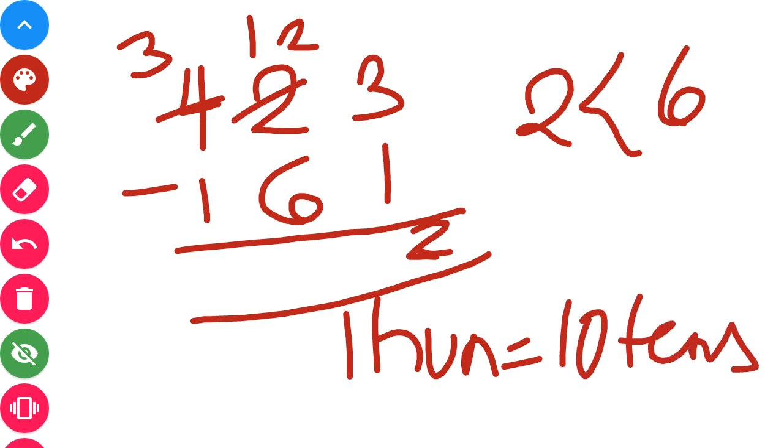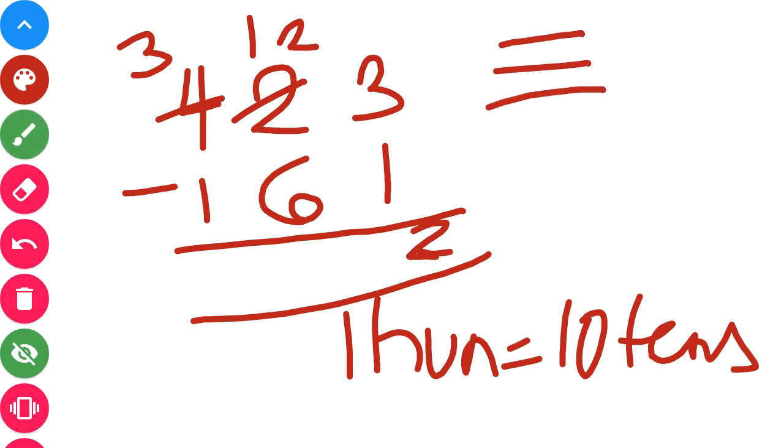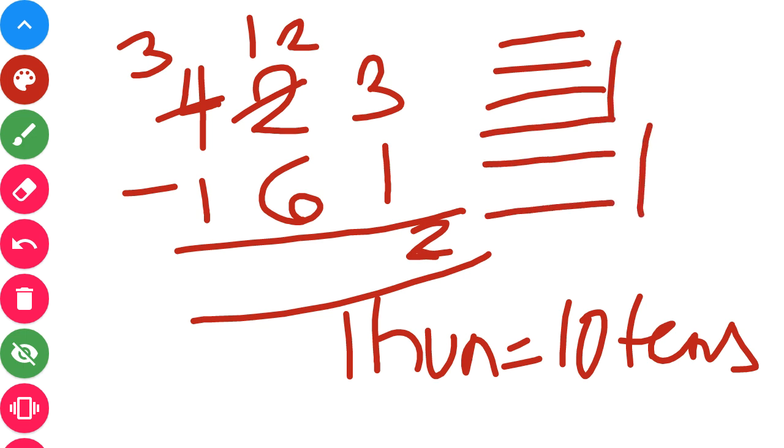Okay, now let us subtract. Now we have to count after 6 to get 12. Count after 6 to get 12. 7, 8, 9, 10, 11, 12. How much have we got? We have got 6.